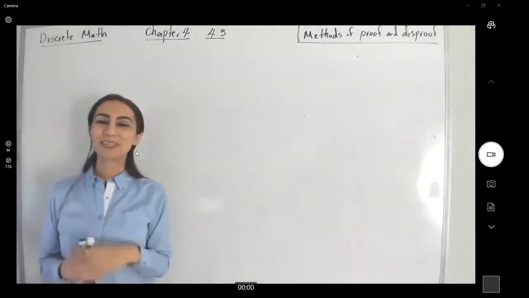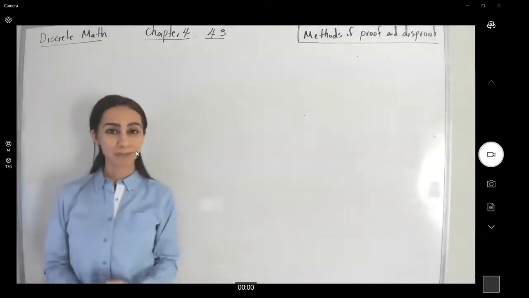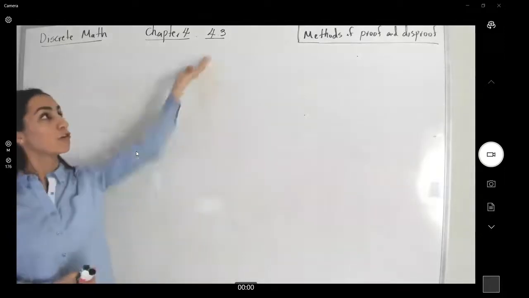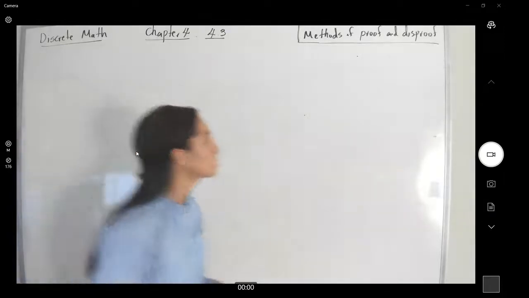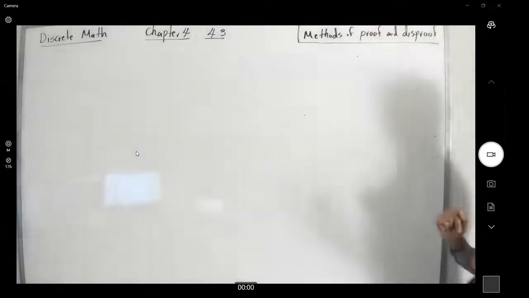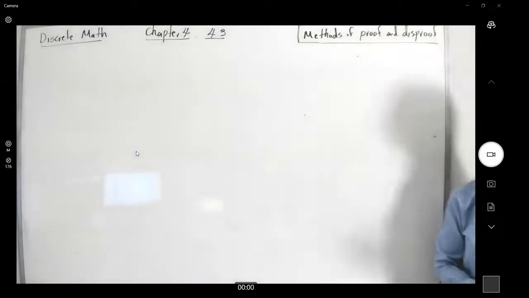Welcome, everyone. So we are still on chapter 4. We're going to continue 4.3. The objectives are going over methods of proofs and disproofs.